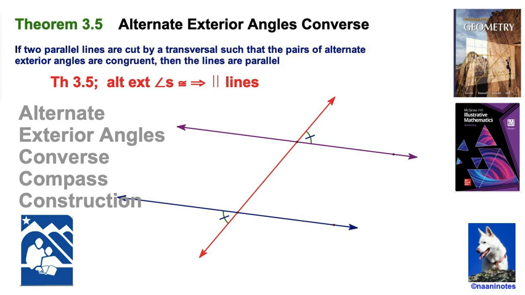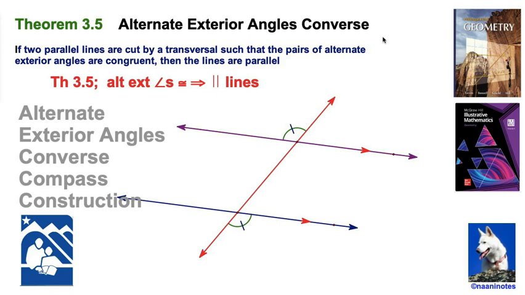Now, conversely, if I know that I've got a pair of alternate exterior angles congruent, I can conclude that the lines are parallel. That is the alternate exterior angle converse. Remember, this one works in both directions. It doesn't matter which textbook you're using. But if you're on this McDougall-Littell, that's going to be theorem 3.5. The numbers don't matter, but the names do. Every textbook, this is going to be called the alternate exterior angle converse.